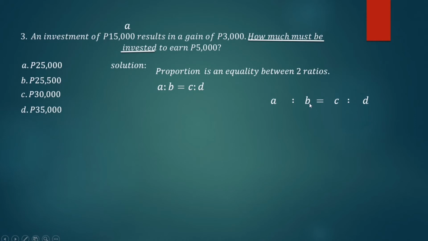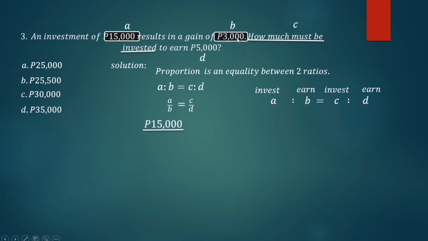Ang E natin, investment. So, can write in invest. B, the earn, how the investments earn. Then is equal to, you're asking how much we invested. So, that is the invest. Then D, the earn. Then we can write A is to B as A over B and C is to D, C over D. Ang A natin dito is 15,000.